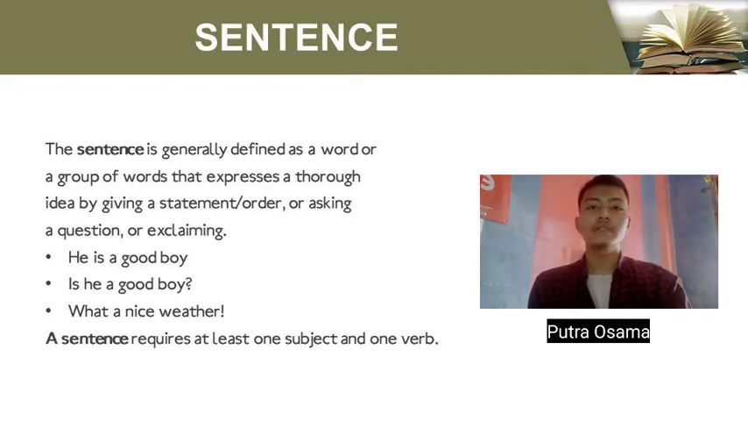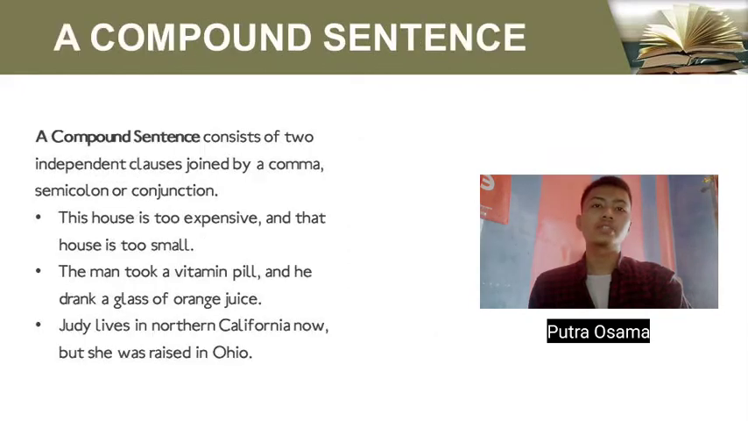First, a simple sentence contains a subject and a verb. And second, it expresses a single complete thought that can stand on its own. After we talk about sentence, now we will learn about compound sentence. The definition of a compound sentence is that it consists of 2 independent clauses. A compound sentence is joined by a comma, semicolon, or conjunction. I will give you 3 examples again.